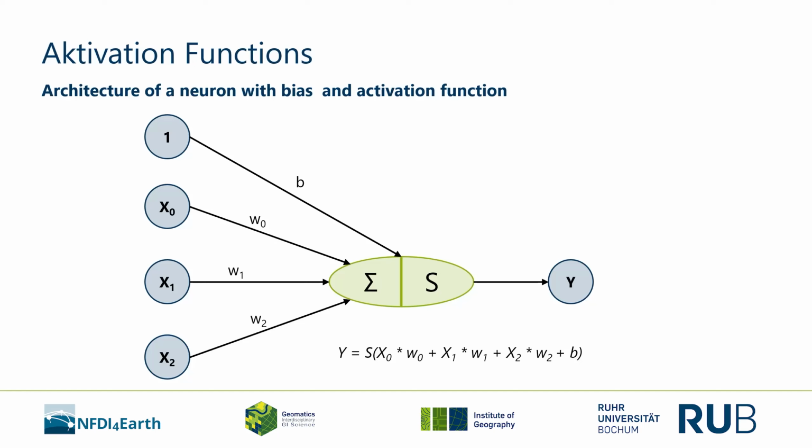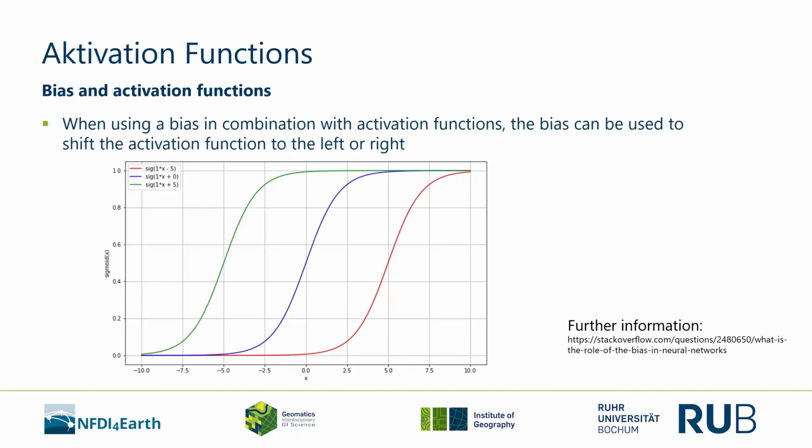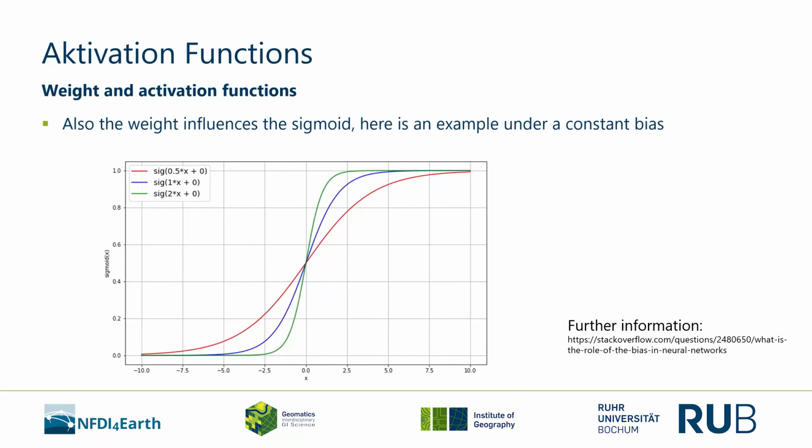First, we compute the sum of the products of the inputs and the weights, and then we apply the chosen activation function. If we choose a sigmoid, the result will now lie between 0 and 1. Let's investigate the interaction between the bias and the sigmoid. As we already know, the bias can change the y-intercept. Under a sigmoid, this means that the function seems to shift along the x-axis. Meanwhile, the input weight affects the slope of the sigmoid, just as we learned in school. By the way, there's an informative thread on Stack Overflow about this topic if you want to learn more about it. The link is displayed.